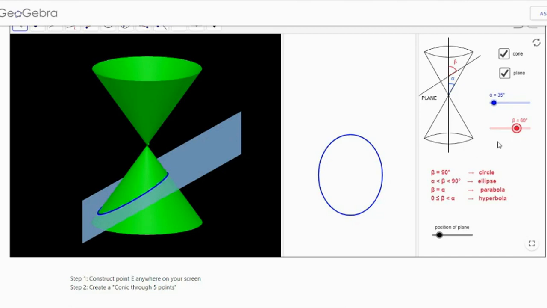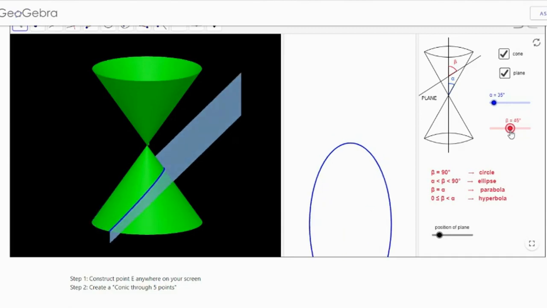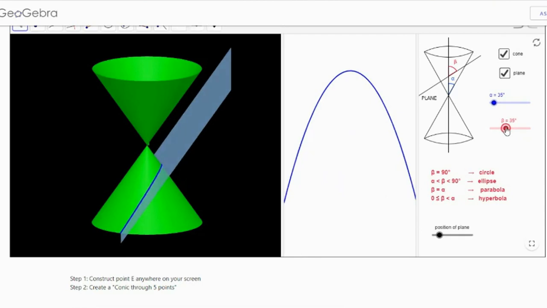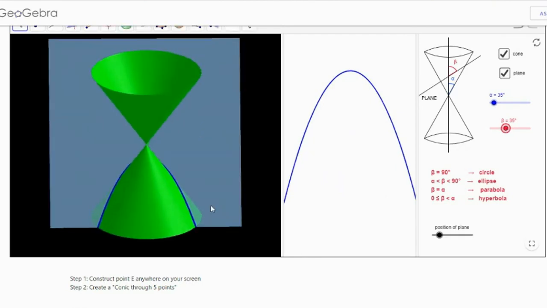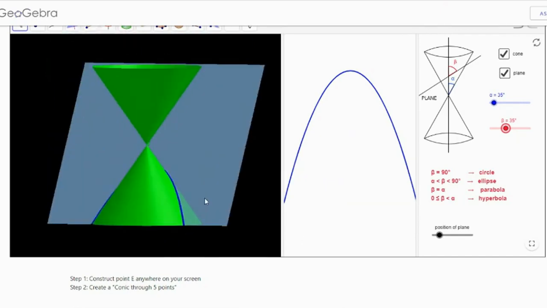Now, if we continue tilting it, we lose the bottom, and it just makes a parabola. Oh, that's still showing an ellipse. That shouldn't be an ellipse at this point. There we go. Now it's just making a parabola. As you see, as it cuts through the shape, it doesn't have a bottom to it anymore. And that's a parabola.